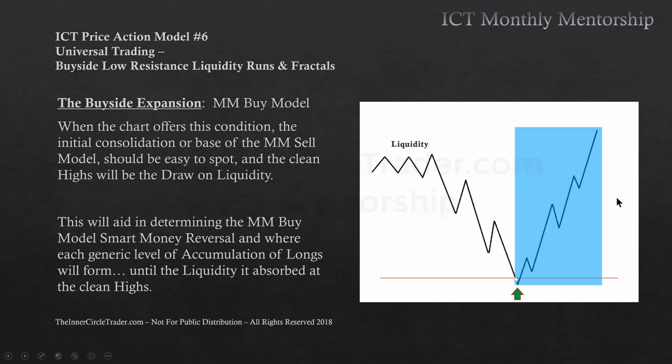This pattern, if you haven't already noticed, and I should have mentioned this on the previous slide talking about the market maker sell model, but it's interchangeable. Everything is reversed in terms of the logic. But this could be a weekly profile. This could be an intraday profile. This could be a monthly profile. So in other words, all these price swings are fractal.